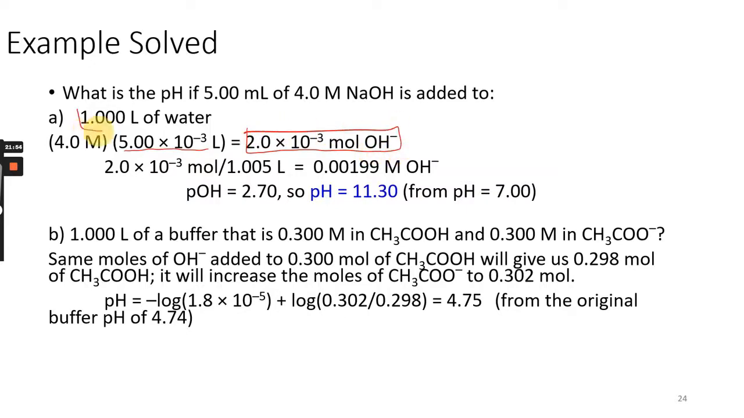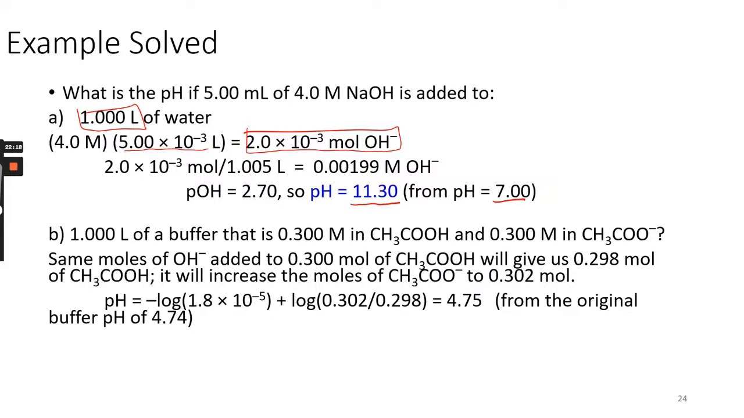We know our total volume, so we can divide the two, and that's our concentration of hydroxide. We can get our pOH, do 14 minus that, and here is our pH. And notice how much it changed, because pure water has a pH of 7. It went from 7 to 11.3 by adding just 5 milliliters of that sodium hydroxide.